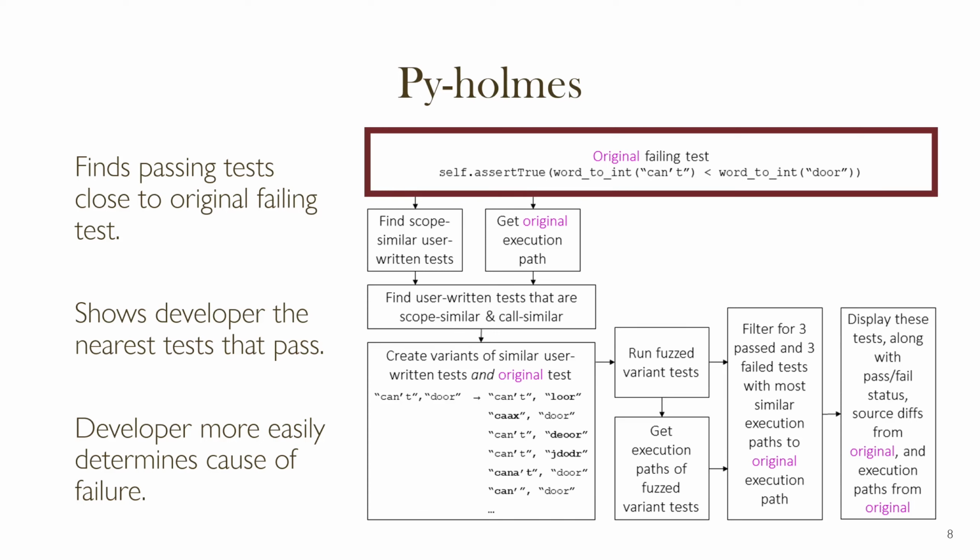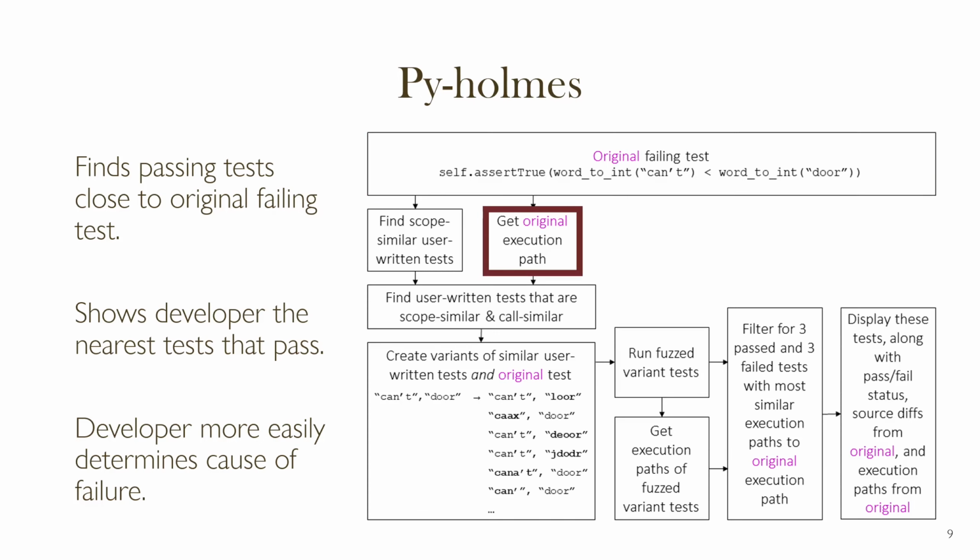A user calls Pyholmes on a particular failing test. Pyholmes runs the test as the user wrote it and records the execution path. It also searches through the project folder for any other tests that use a subset of the same user-written files, functions, and classes as the original test, and call functions in the same order, regardless of what those functions' input arguments are. Pyholmes then creates slight variants of the original test and any similar tests it found.